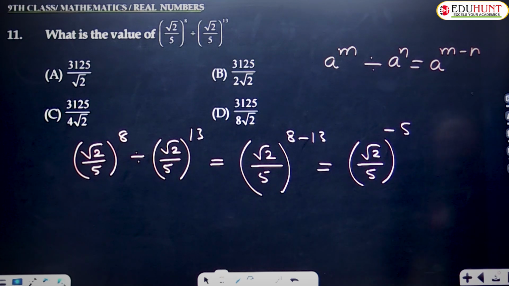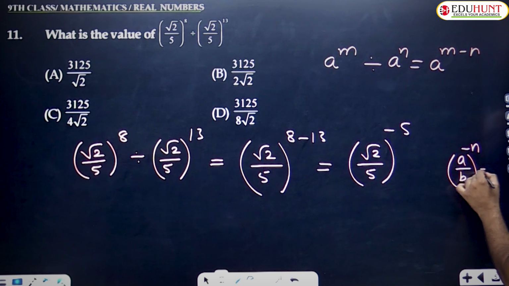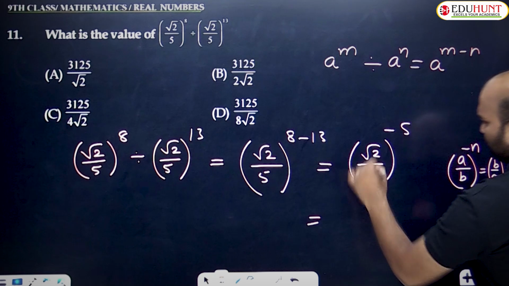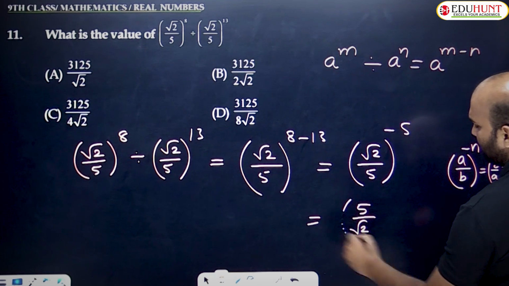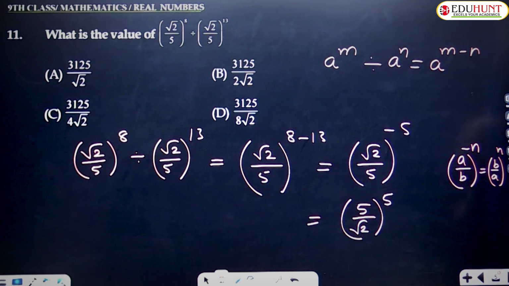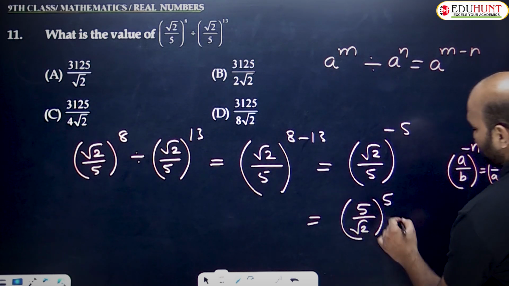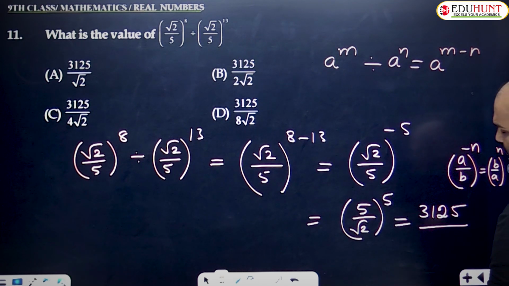So we know the formula (a/b)^(-n) can be written as (b/a)^n. According to that formula, (root 2 / 5)^(-5) can be written as (5 / root 2)^5. Am I clear? (a/b)^(-n) can be written (b/a)^n, so the minus is cancelled from the power value. The fraction is nothing but reversed. Here also the same rule follows. So 5^5 value 3125 by root 2 whole power 5.